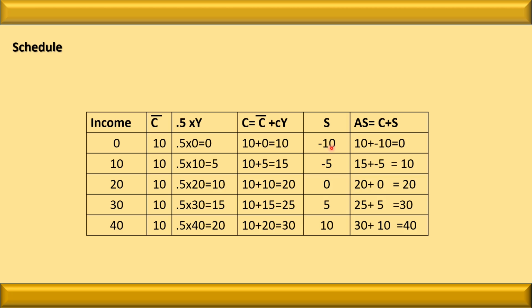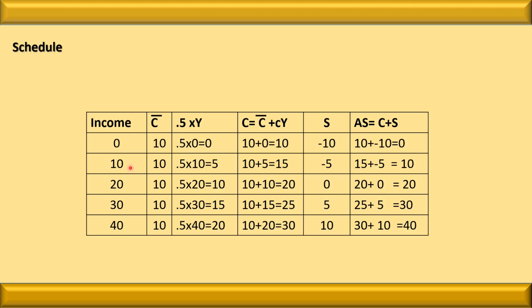When I say they will not be saving, they will be dissaving, what it means? It means that the person will borrow the money to meet out the minimum requirement of life. The person will borrow only that much money which is needed to meet out the autonomous consumption. So when the income is 0, saving and the autonomous consumption are always equal. Here, when the income is 0, autonomous consumption is 10 and the saving is minus 10. So aggregate supply becomes consumption plus saving, that is 0.